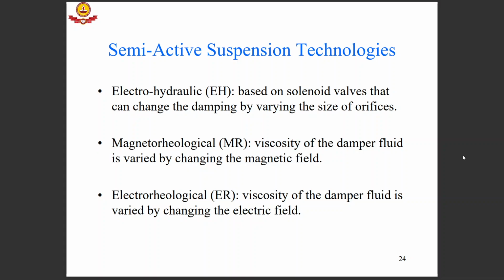So then semi-active suspension technologies, how do these work? First is electrohydraulic, which is based on solenoid valves that can change the damping by varying the size of the orifice. Second is magnetorheological or MR dampers. Here the viscosity of the damping fluid is varied by changing a magnetic field. So the first one affects the orifice, the second one affects the fluid, and then third is electrorheological, which also affects the fluid, where its viscosity is modified by changing the electric field.